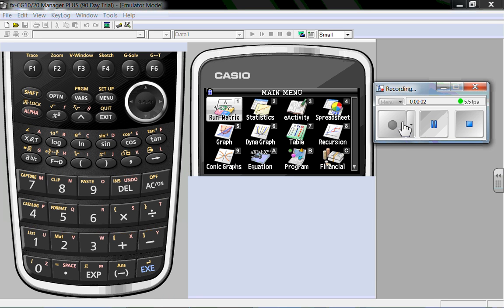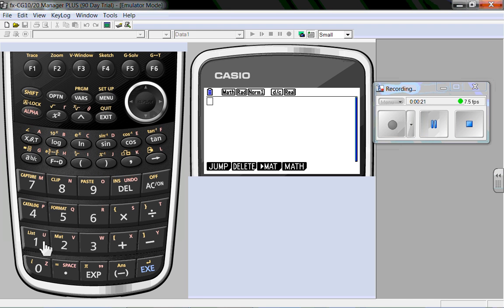Welcome to episode 7. Today we're going to be looking at some calculus features of the Casio Prism. We're going to go into the Run Matrix menu, take a look at some calculus there. And we're going to take a look at graphs and using calculus in the graph mode. I'm going to enter icon number 1.